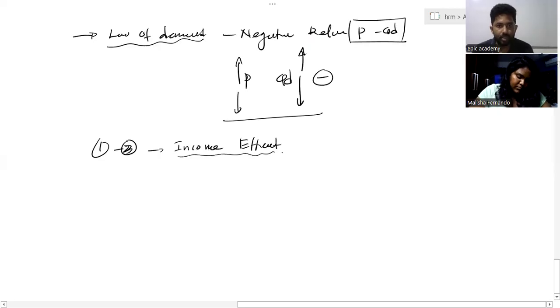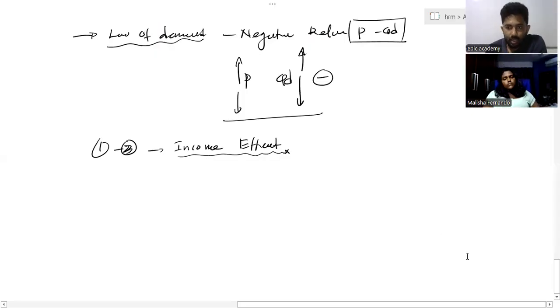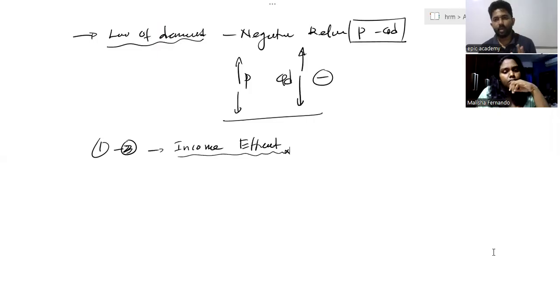First one is income effect. Those are the reasons behind the negative relationship of price and quantity demand. We call it the reason behind the law of demand. First one is income effect. It's very simple, but you have to clearly identify what I am going to say now. If there is any doubt, just message. I will describe it again.